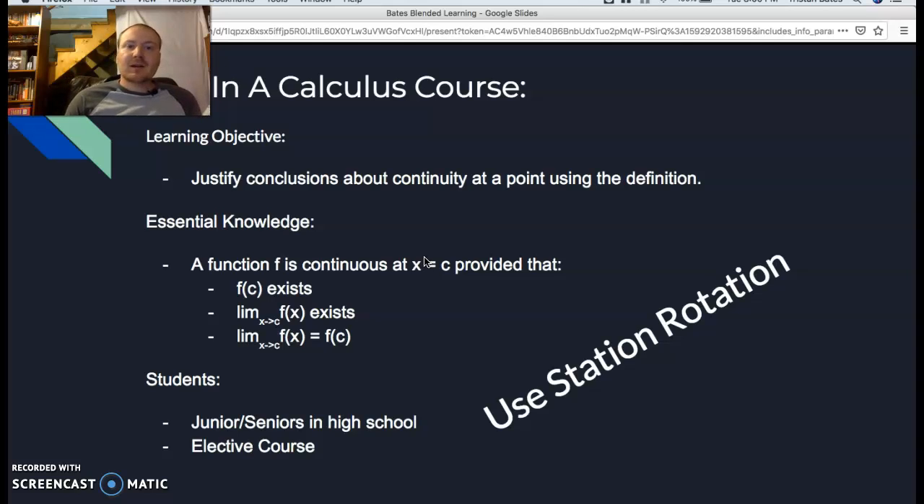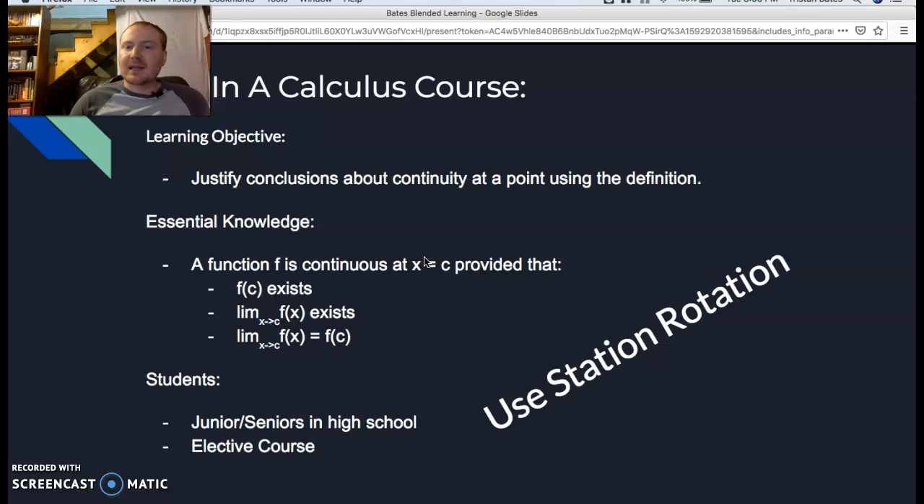Before this lesson, of course, we'd have to talk about what functions are. We have to make sure students understand what they are. They have to know how to evaluate a function, and they have to know how to evaluate limits of a function, which are all things that would be covered previously. The students in the class are juniors or seniors in high school, and it is an elective course, so they do have that drive, the want to be in the class that you sometimes don't always get.